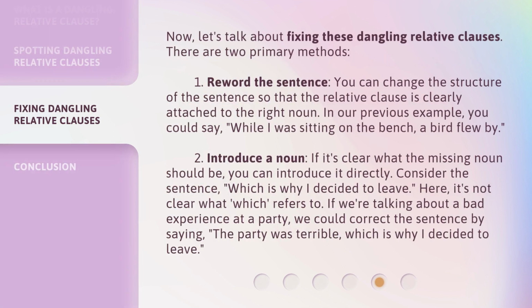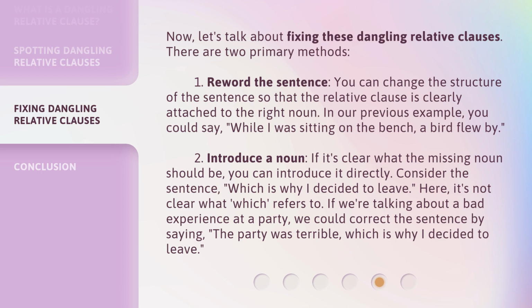Now, let's talk about fixing these dangling relative clauses. There are two primary methods. 1. Reword the sentence. You can change the structure of the sentence so that the relative clause is clearly attached to the right noun. In our previous example, you could say, "While I was sitting on the bench, a bird flew by." 2. Introduce a noun.